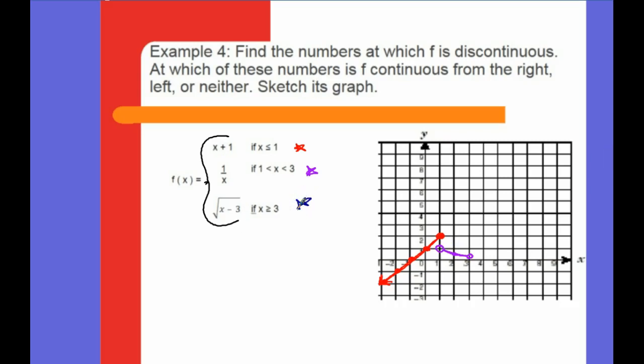Picking up at 3, 3 minus 3 is 0. Square root of 0 is 0. So I have a closed circle here. 4 minus 1 is 1, so it goes here. The next nice point to plug in would be 7. 7 minus 3 is 4, and you get 2.